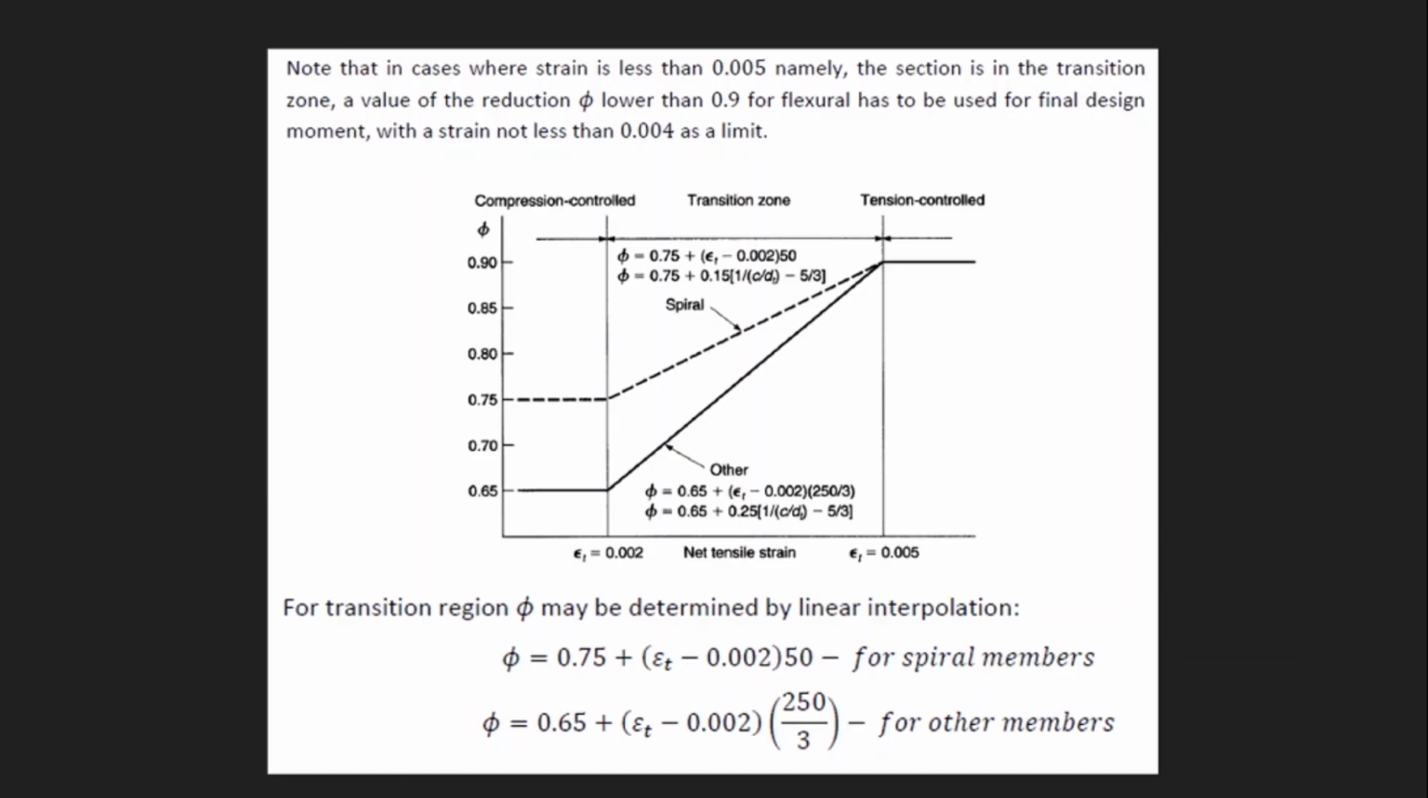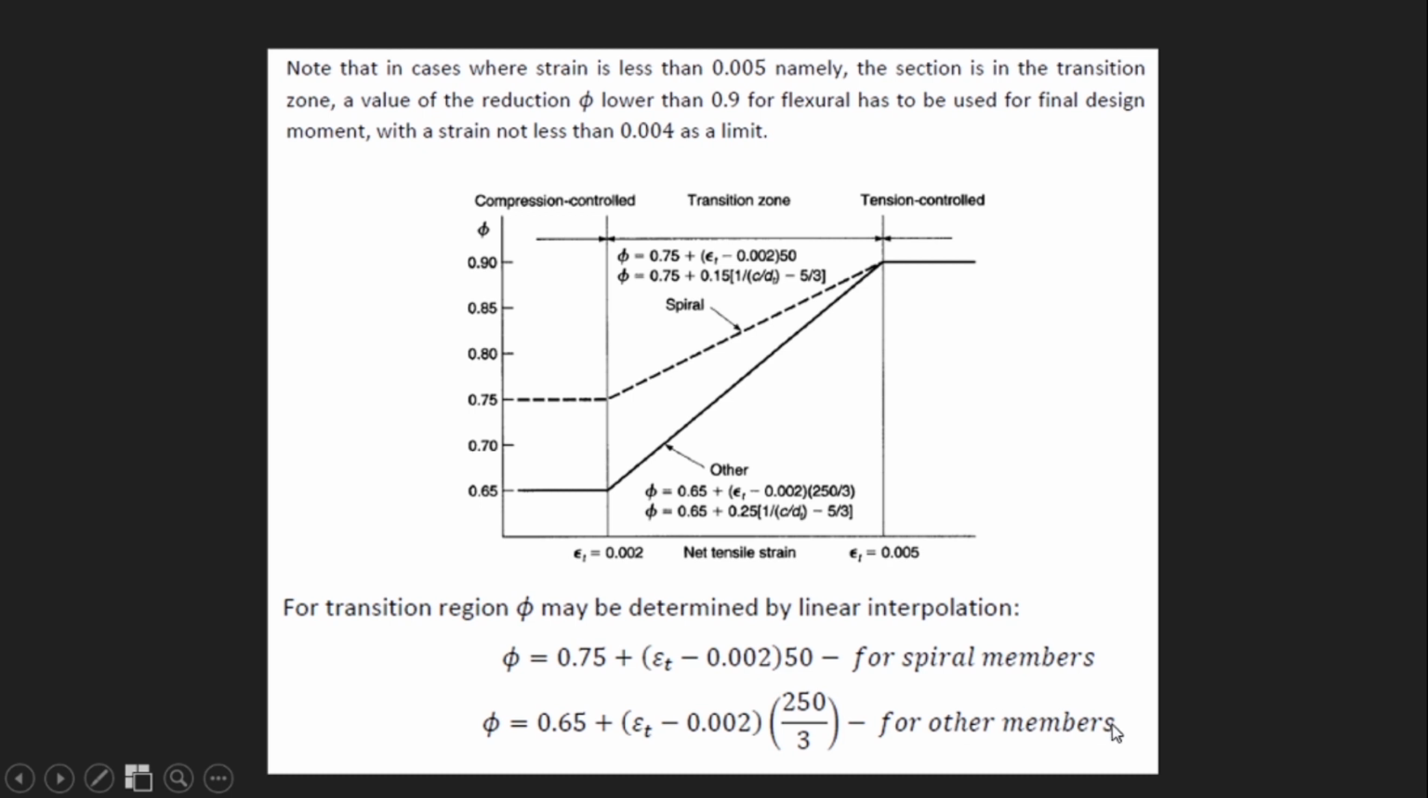So for our transition region, so as you can see in the figure, ito yung range natin pag nagko-consider tayo ng transition region para ma-solve natin yung value of phi. So for spiral members, ito yung formula niya, that is equal to 0.75 plus (net tensile strain minus 0.002) times 50.